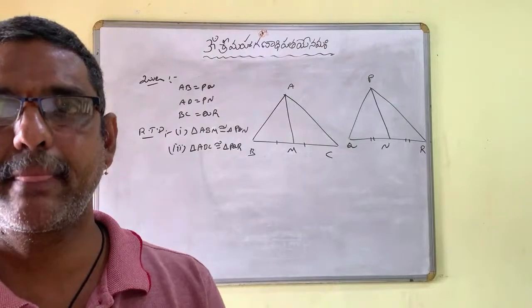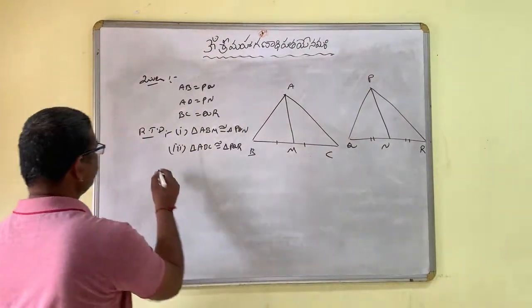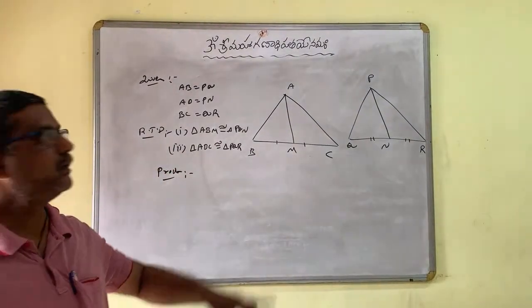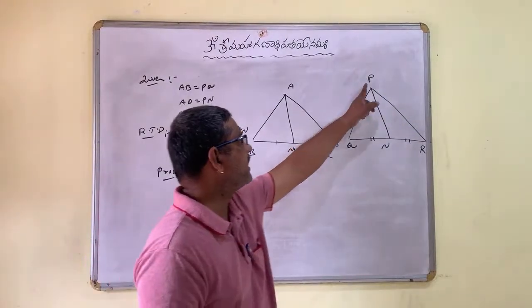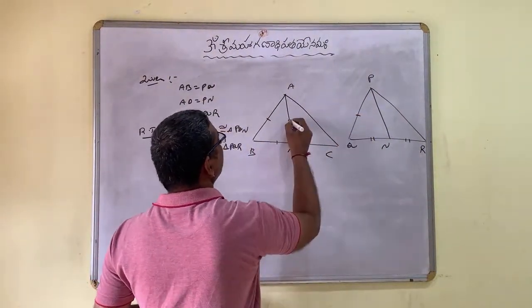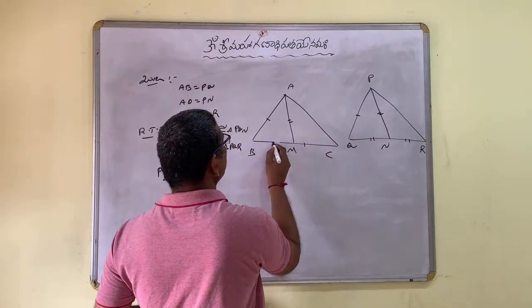Okay? Now, proof. AM, PN, if this side is equal to this side, these two are equal. Okay.